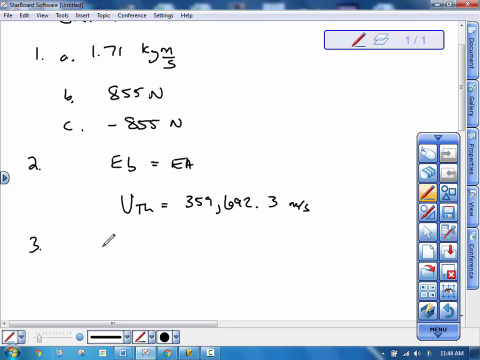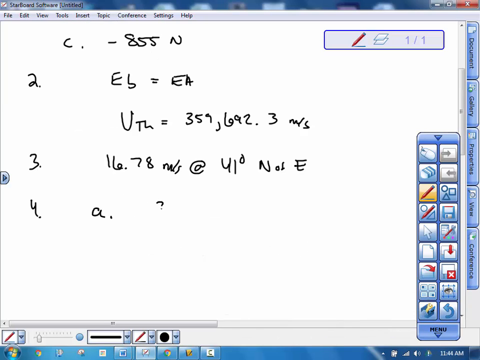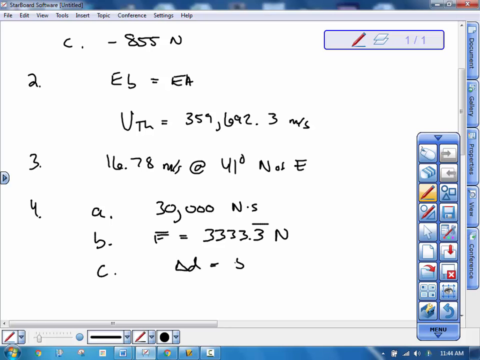Number 3, you end up getting 6.78 meters per second at 41 degrees north of east. Number 4A, you end up with 30,000 newton seconds. B, you end up with an average force of 3,333.3 repeating newtons. And C, you end up with a change distance of 540 meters.